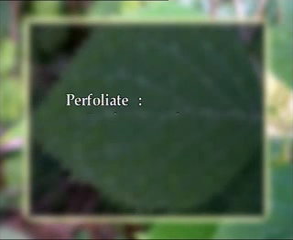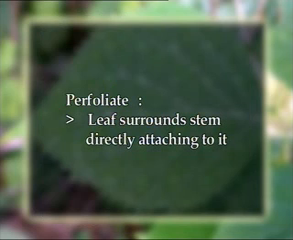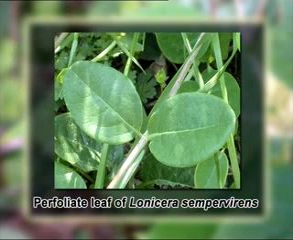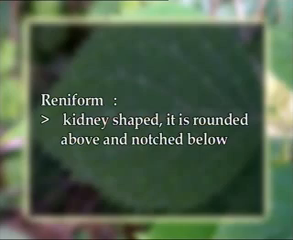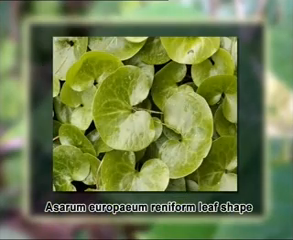Next is perfoliate, that's leaf surrounds stem directly attaching to it. Stem appears to go through the center of leaf. There is no petiole. For example, in trumpet honeysuckle, that's Lonicera sempervirens. Reniform, this is kidney-shaped. It is rounded above and notched below. For example, Typhonium diversifolium, Indian pennywort, Asarum europaeum.